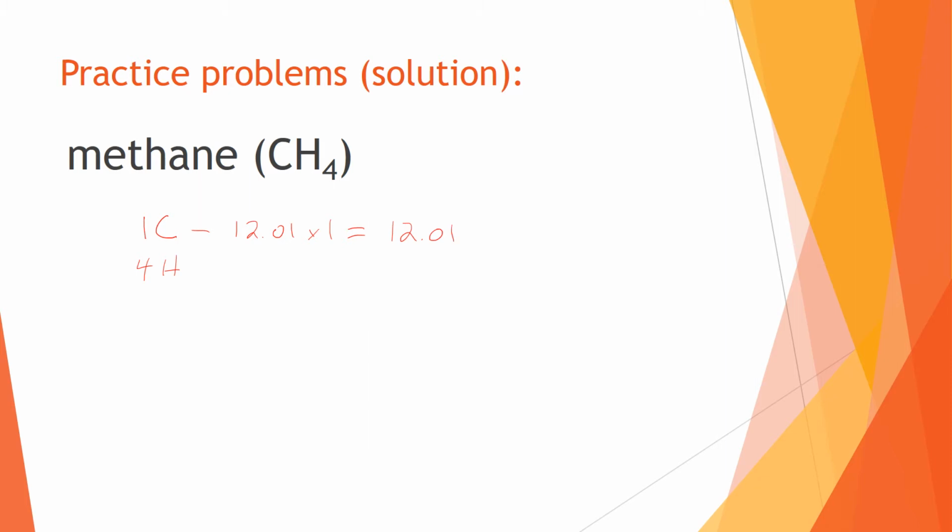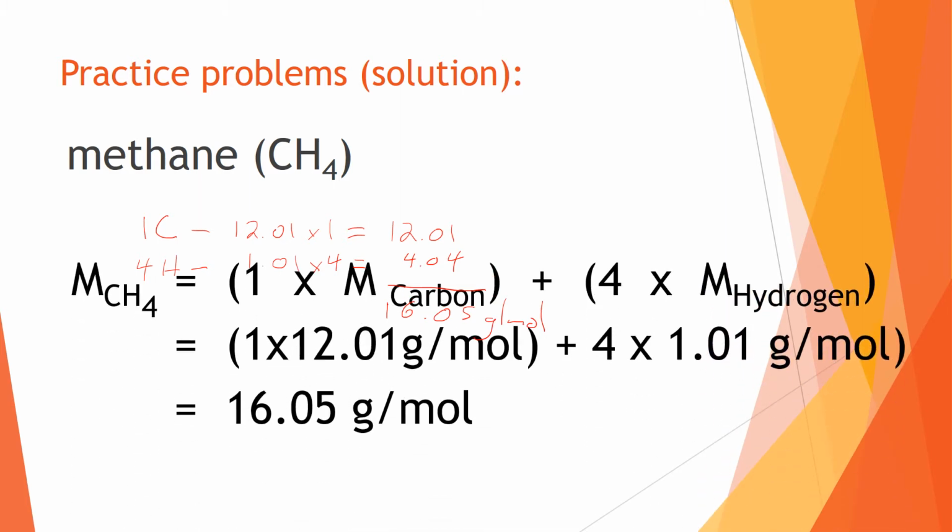Hydrogens, there are 4 hydrogens. So hydrogen has an atomic molar mass all by itself of 1.01. There are 4 of them, so total 4 times 1.01 is 4.04. So the atomic molar mass of 1 mole of methane would be 16.05 grams per mole. Perfect.